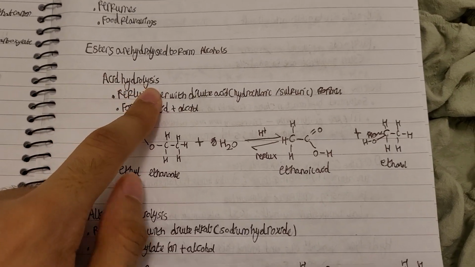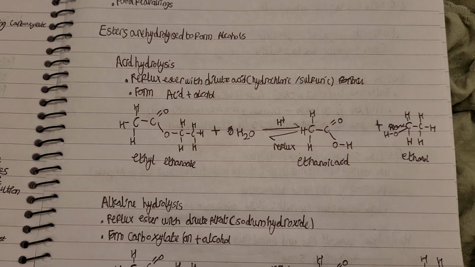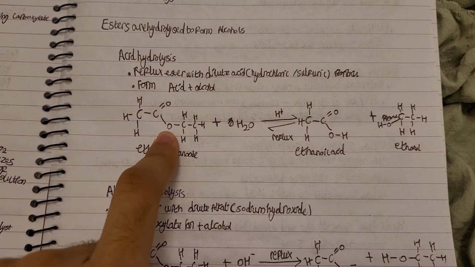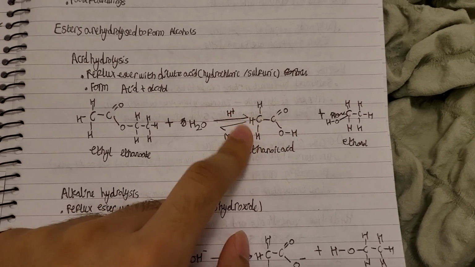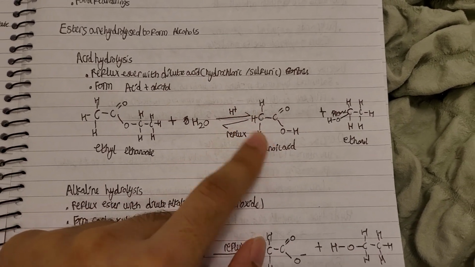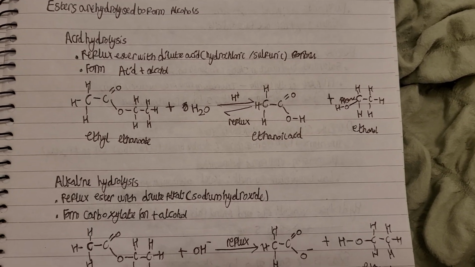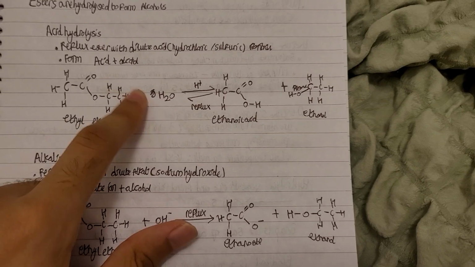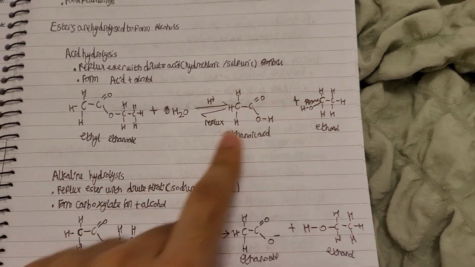Acid hydrolysis: reflux an ester with a dilute acid, hydrochloric or sulfuric acid, and we form an acid plus an alcohol. Ethyl ethanoate plus H2O, arrow, H plus, reflux, and we form an acid, ethanoic acid, plus ethanol. So we add an H here, and then the rest of this bonds with this to form the alcohol ethanol.